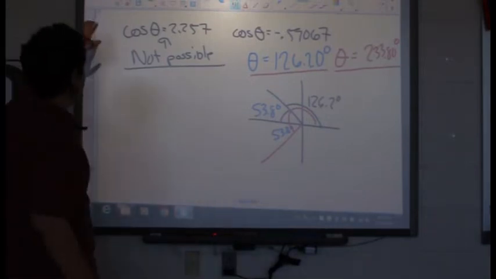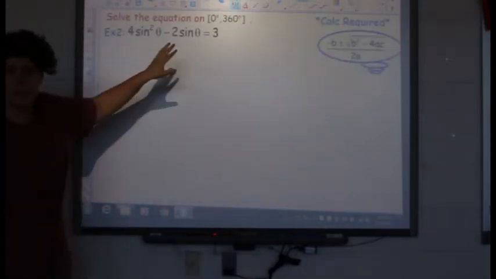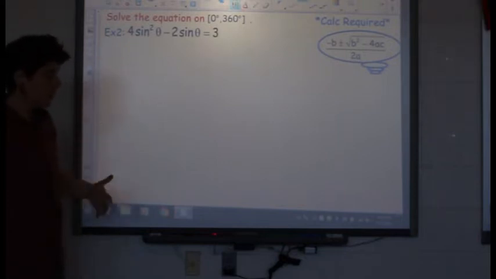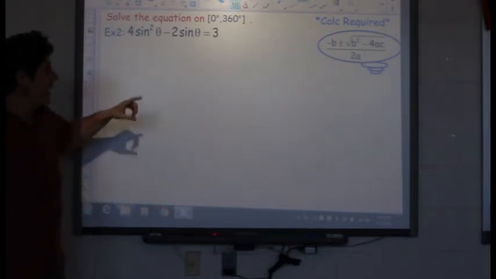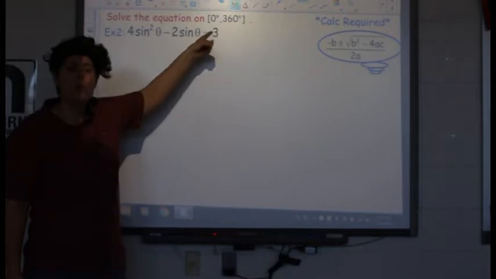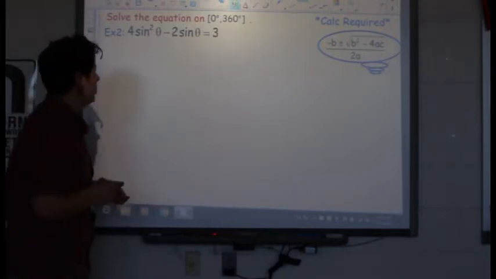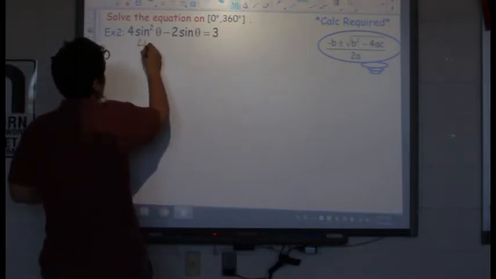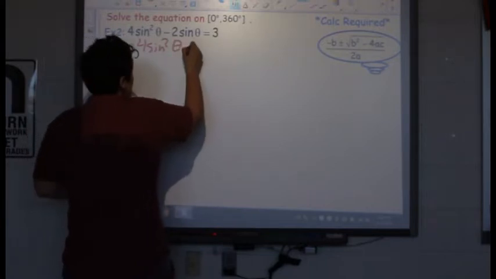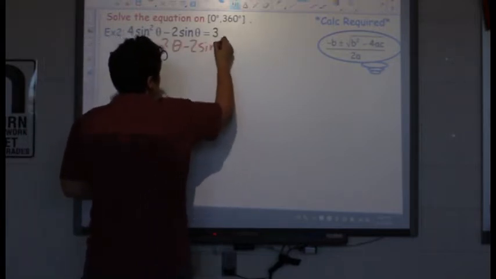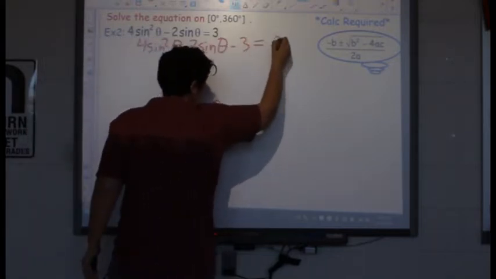All right, we're going to go ahead and do number 2 here. Number 2 is very similar. It is not factorable. We're going to have to go ahead and do the quadratic formula. And since it's not equal to 0, we need to start by getting it equal to 0. So, 4 sine squared theta minus 2 sine of theta minus 3 equals 0.